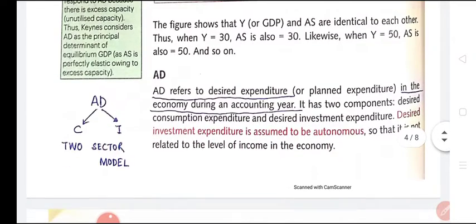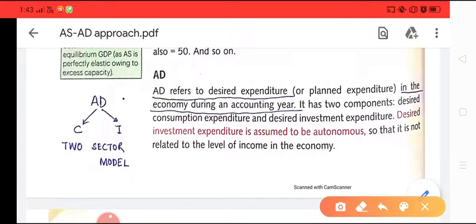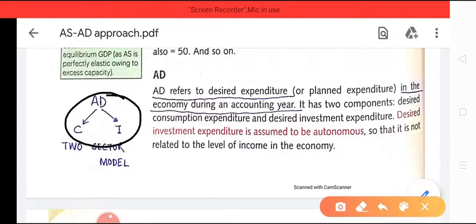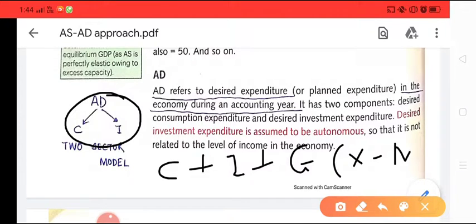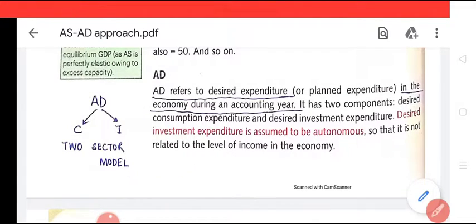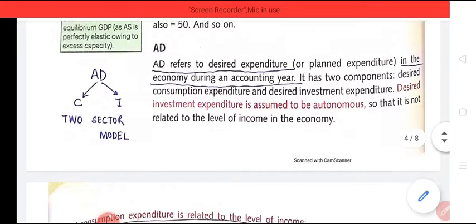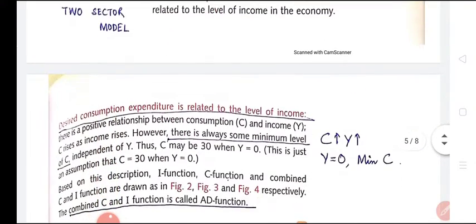Now second is aggregate demand. Since this is a two-sector model, aggregate demand will be C plus I. It's not a four-sector model. Otherwise, aggregate demand is C plus I plus G plus X minus M. But since it is a two-sector model, we have only two components here, C plus I. That is aggregate demand in a two-sector economy. So AD refers to desired expenditure in the economy during an accounting year.